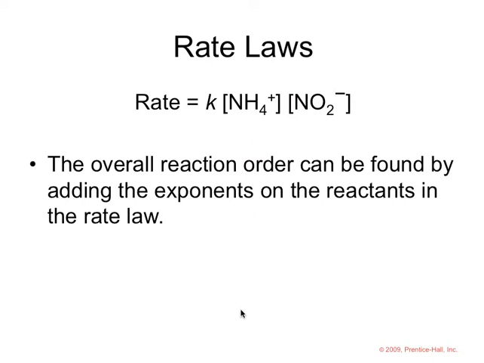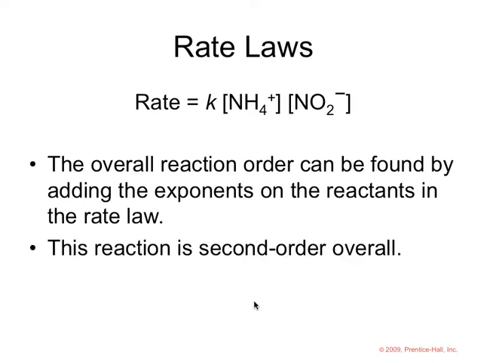The overall order can be found by adding those exponents on the reactants in the rate law. Okay, so by adding the powers, I can get the overall. So if it's first order in ammonium, first order in nitrite, 1 plus 1 is 2. The reaction is second order overall.